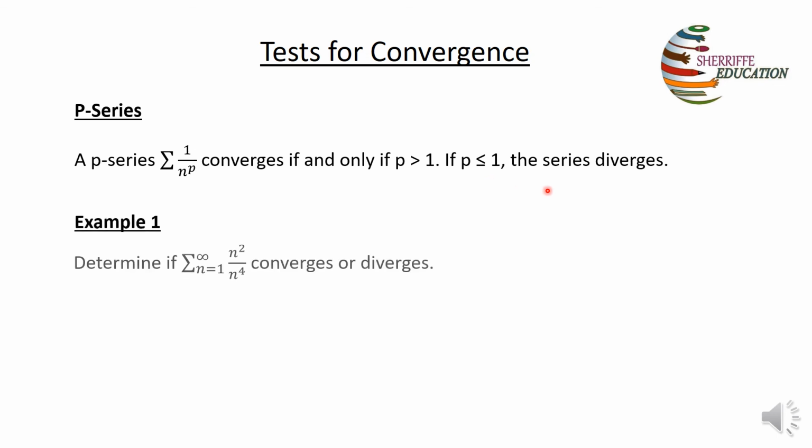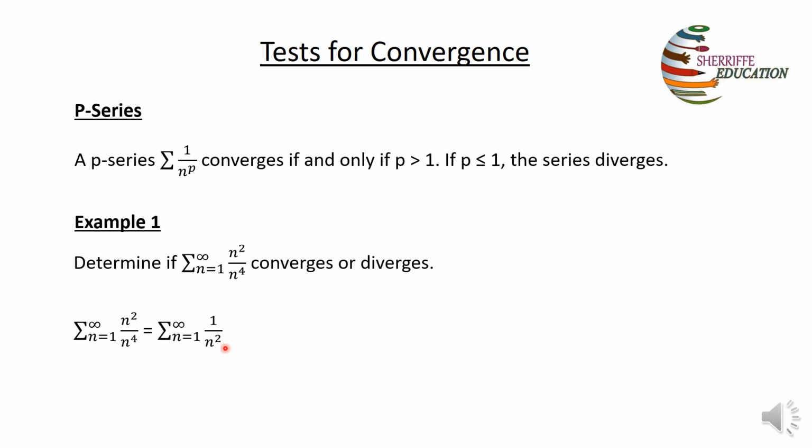So for our first example, we want to determine if the sum from n equal 1 to infinity of n squared divided by n to the 4th converges or diverges. The first thing that we're going to do is to simplify this series. n squared divided by n to the 4th is simply 1 divided by n squared. Once again, this is just some laws of indices at play.